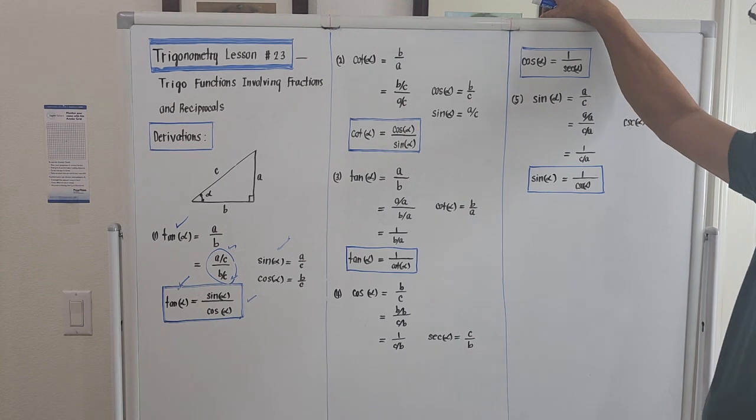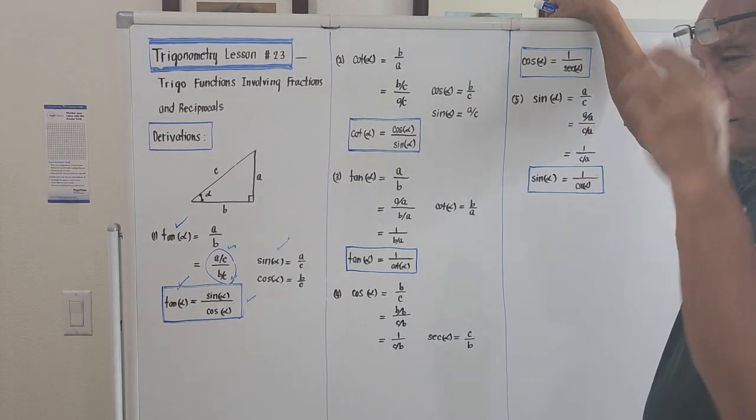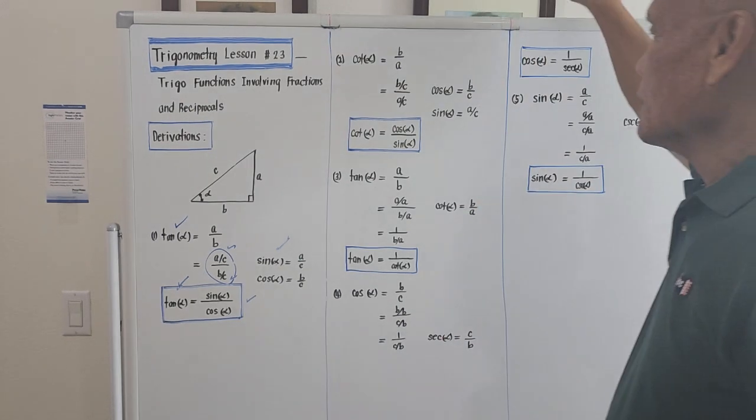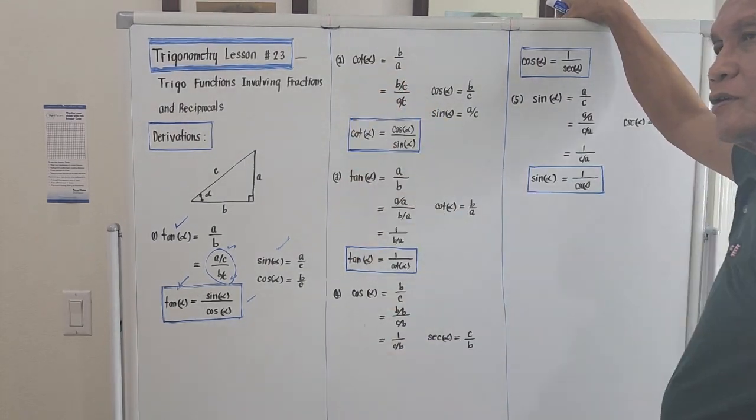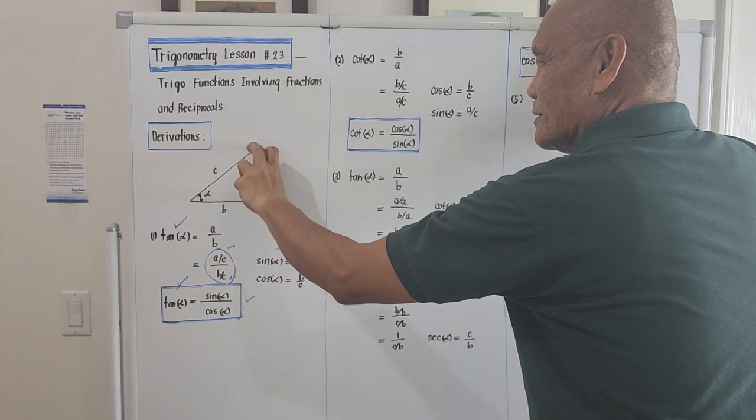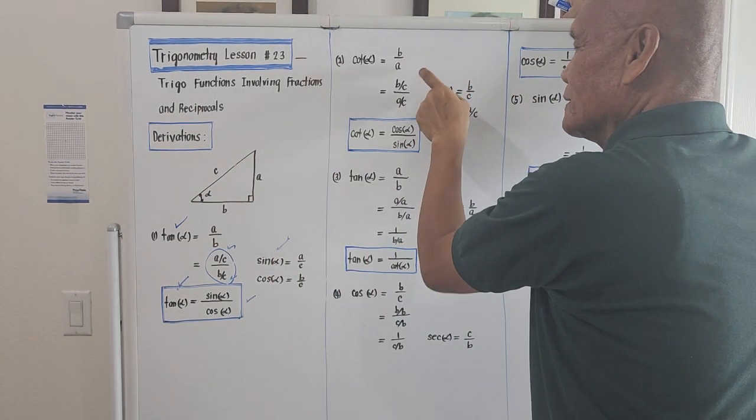What's the definition of a cotangent? Cotangent of alpha is the ratio of adjacent over opposite. So this is actually B over A.